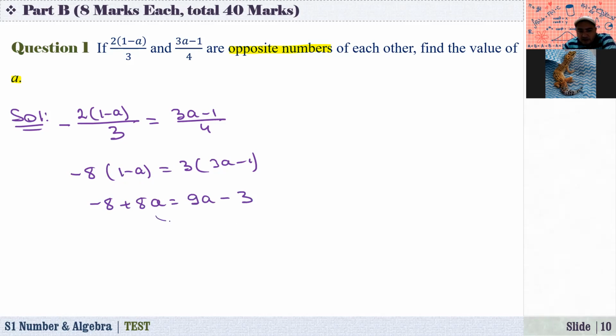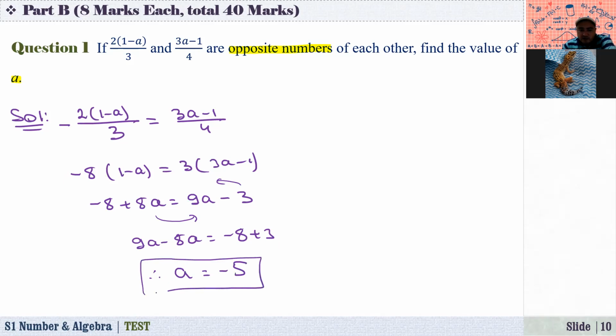And take 8a to the right-hand side and 3 to the left-hand side. Here we have 9a minus 8a, and here we have -8 plus 3, right? We are just adding 3 to both sides to eliminate 3 from the right-hand side. 9a minus 8a, that is a. -8 plus 3, that is -5. So that is the value of a, if the given expressions are opposite of each other.